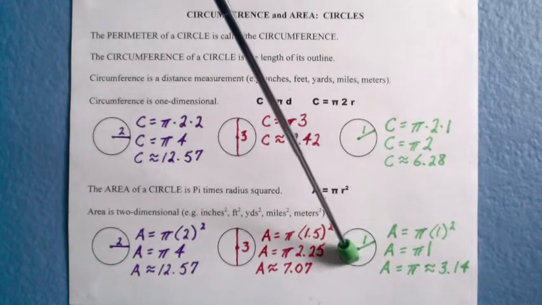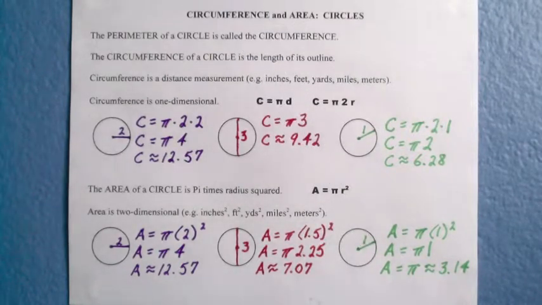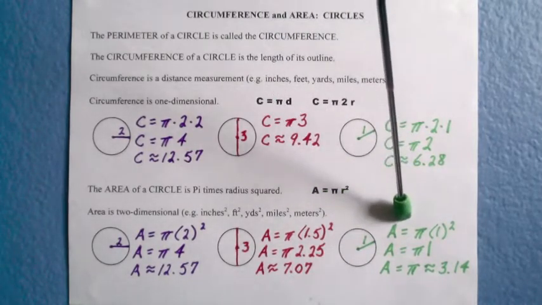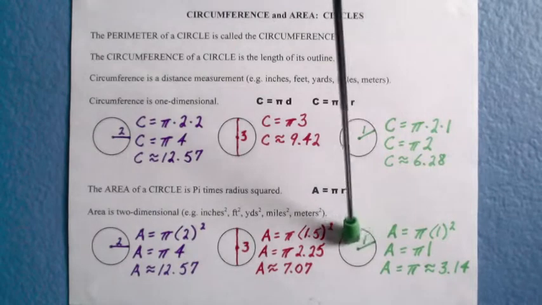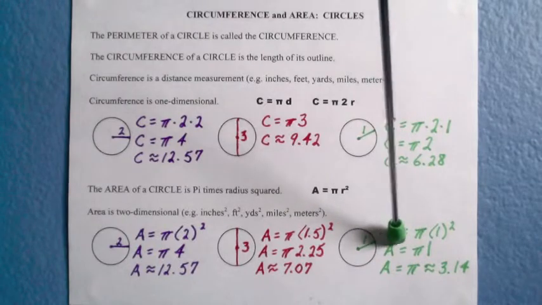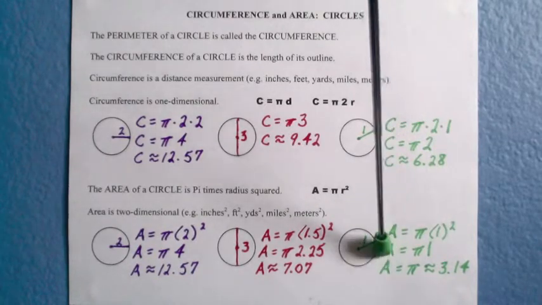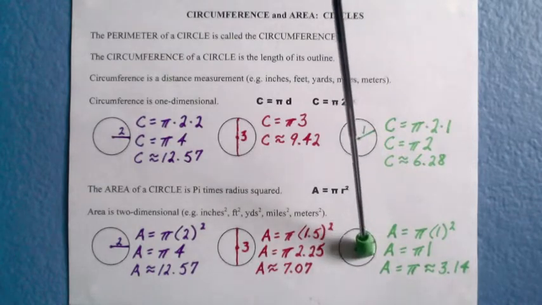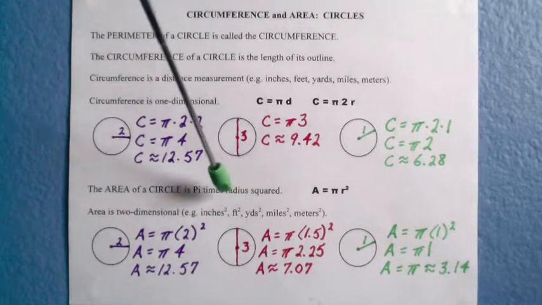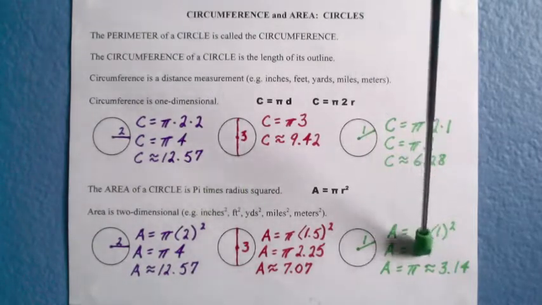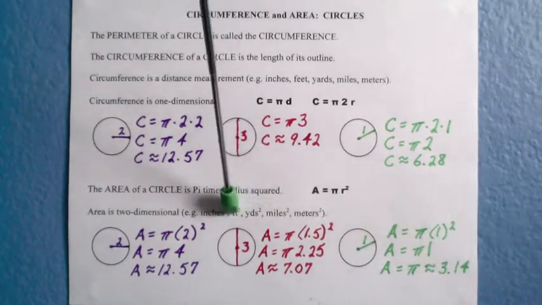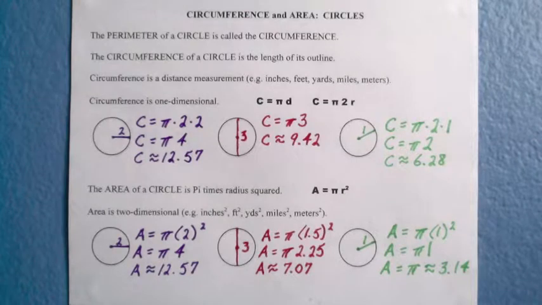Now we want to know about the space inside the outline. The area. This is the formula. Area equals pi times radius, which is 1, squared. 1 squared is 1. So area equals pi times 1. So area equals pi. The space in here is pi, whatever the units are, squared. Pi inches squared, pi feet squared. Or more specifically, approximately 3.14, whatever the units are, squared.